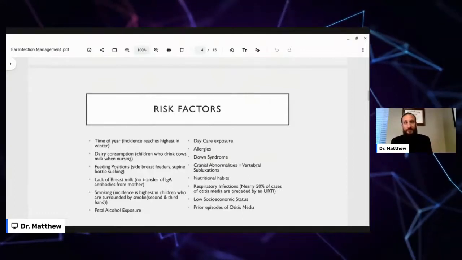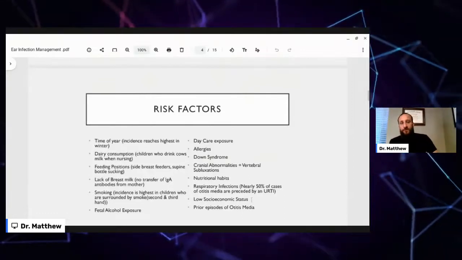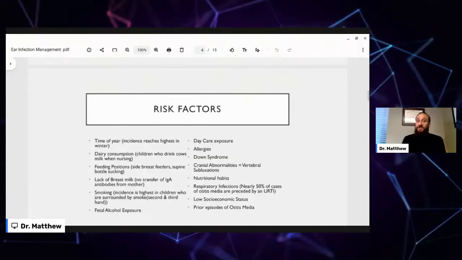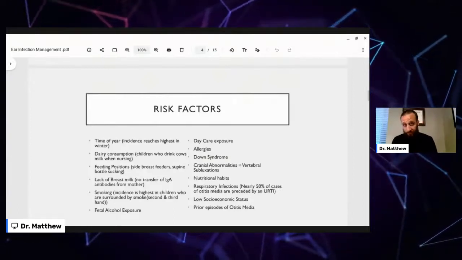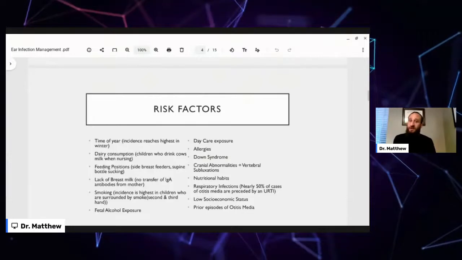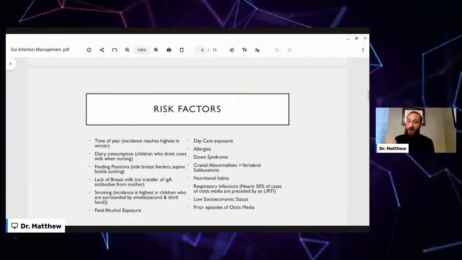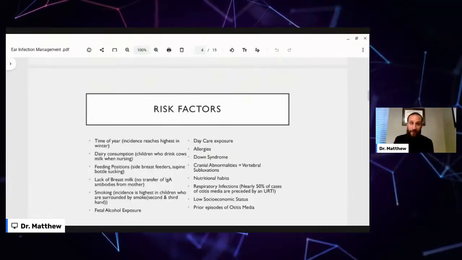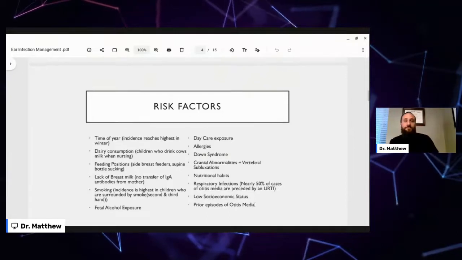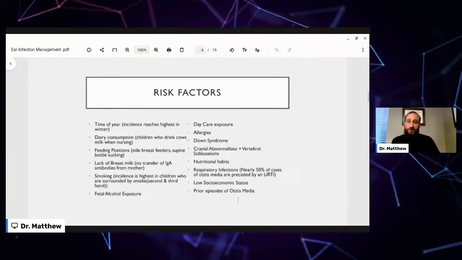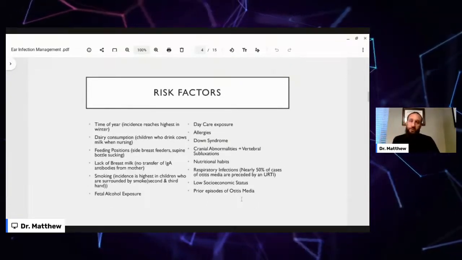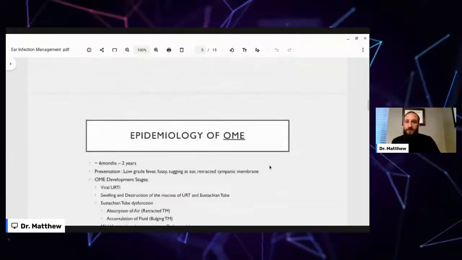Nutritional habits. Nearly 50% of cases of otitis media are preceded by an upper respiratory tract infection. So most likely if a kiddo has an ear infection, they probably had an upper respiratory infection within the past couple of days. And then prior episodes of otitis media: if your kid has had ear infections once, they're most likely going to get them again. That's a risk factor.